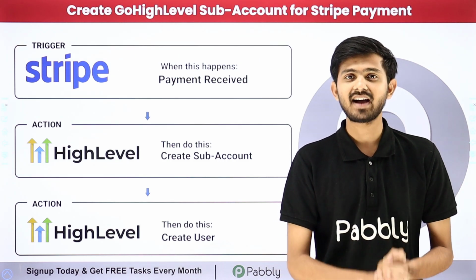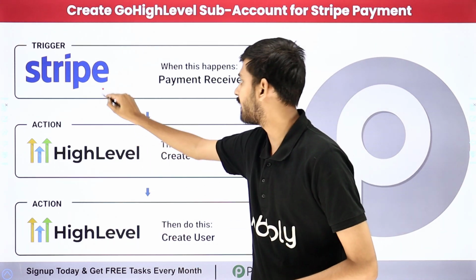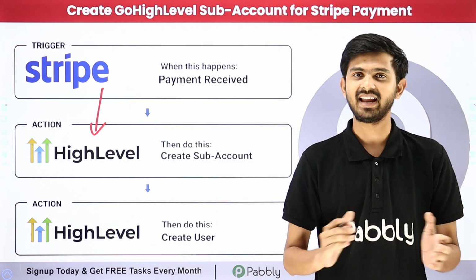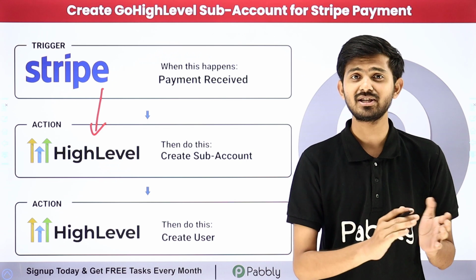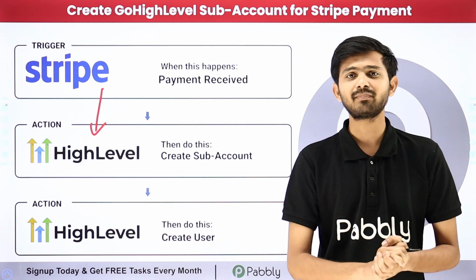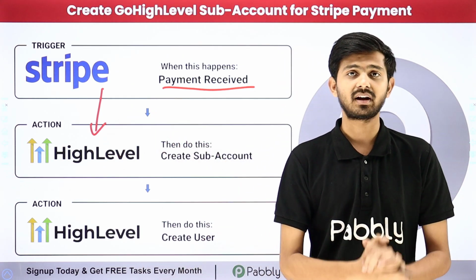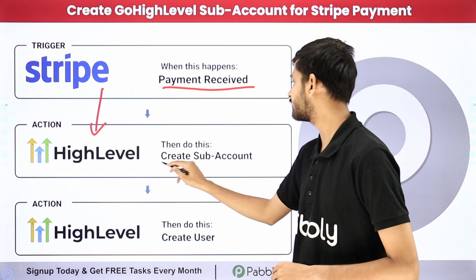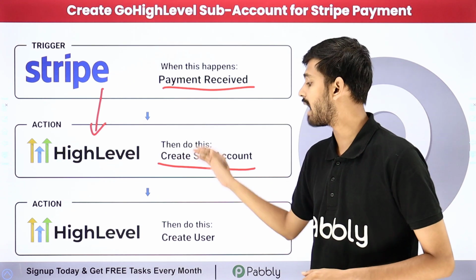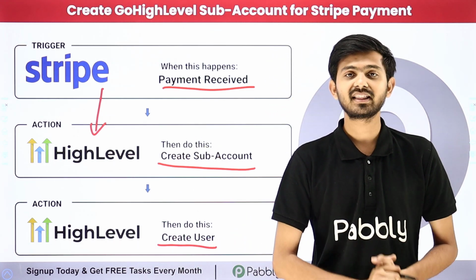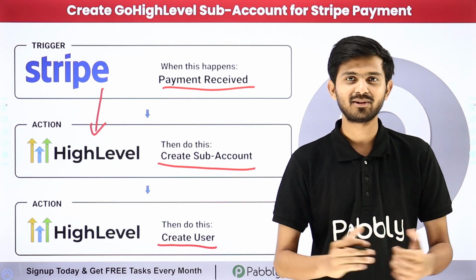So for my objective, I have to build a connection between Stripe and GoHighLevel. For building this connection, I'm going to use Pabbly Connect, which is an amazing software for automation and integration. Now with Pabbly Connect, as I receive a new payment through Stripe for my GoHighLevel sub-account, then automatically I'm going to first create a sub-account in GoHighLevel and give access by creating a new user. So how am I going to build this connection? For that, let me take you to my computer screen.